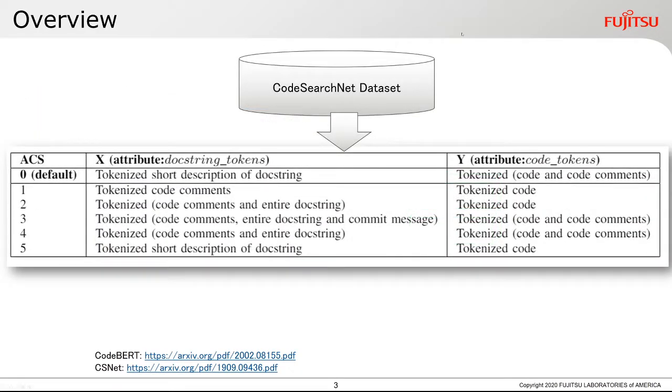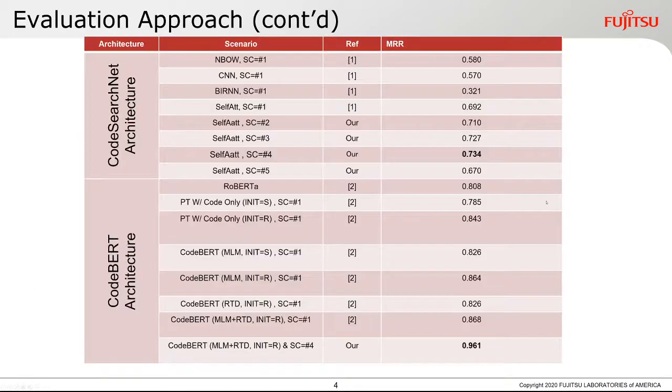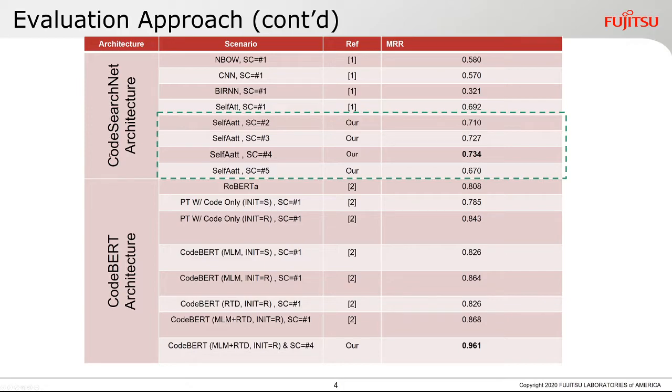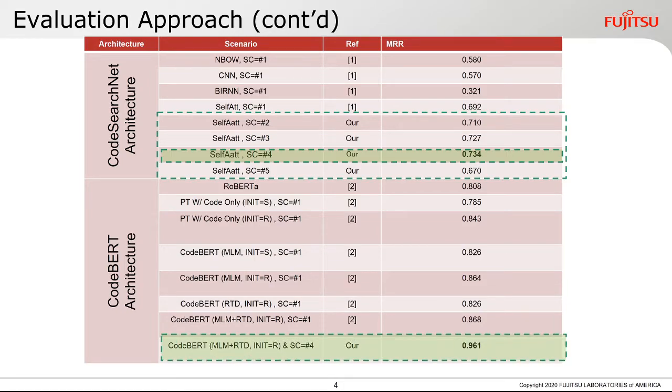So what have we done? We focus on the CodeSearchNet data set and we create different augmented code scenarios, 5 different scenarios based on the different content, and we look at the content based on different architectures. We focus on 2 different architectures, the CodeSearchNet architecture. We use self-attention in our architecture, and the performance is improved compared to the original baseline, as well as for CodeBERT.